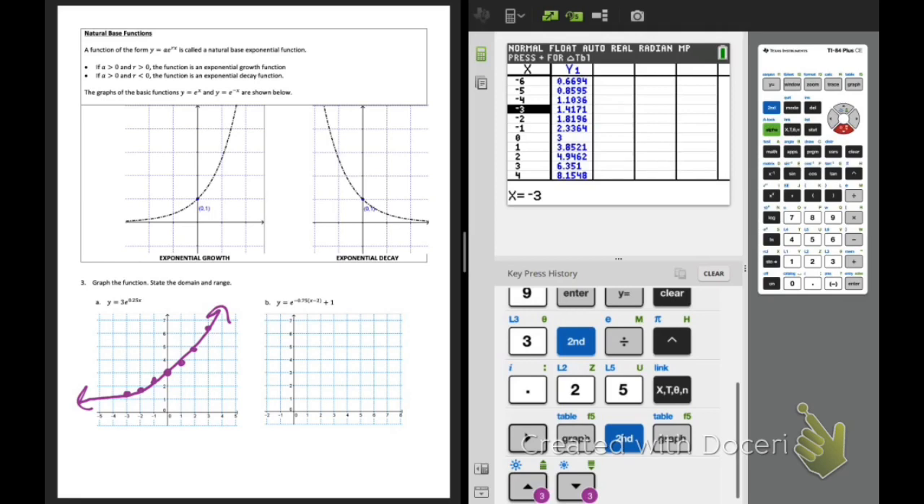Now once again, we can quickly identify domain and range. So let's start with domain. You can see that it's pointing left, it's pointing right. Our domain goes from negative to positive infinity.